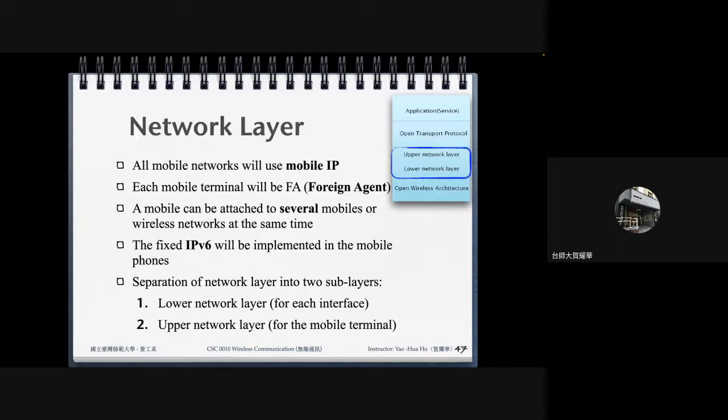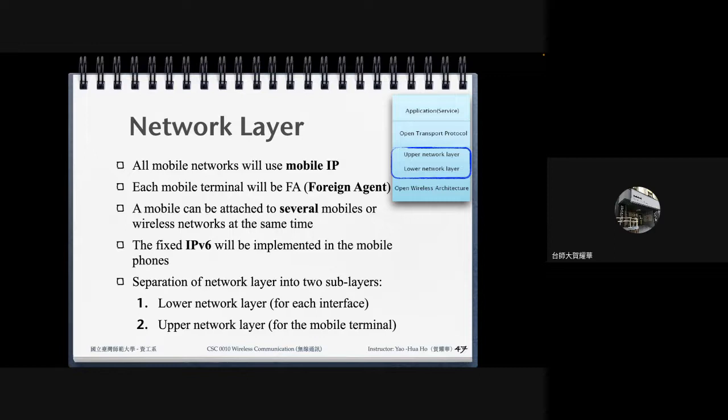Now, if we move from the physical and data link layer up to the network layer, it breaks down into an upper level and a lower level layer. Now, for fifth generation, all mobile devices will be using mobile IP. I will explain mobile IP in the next section of the class, so if you have a question, hold it a little bit. So all the fifth generation mobile devices use mobile IP. Each mobile terminal can be a foreign agent. I'm going to explain the foreign agent a little bit later when we talk about mobile IP. Just remember that each mobile device can become a foreign agent.